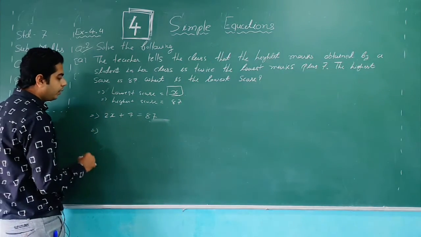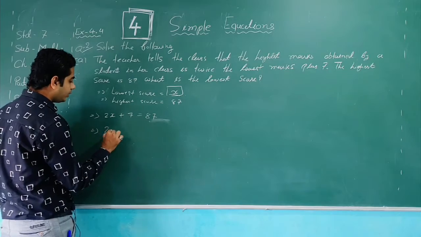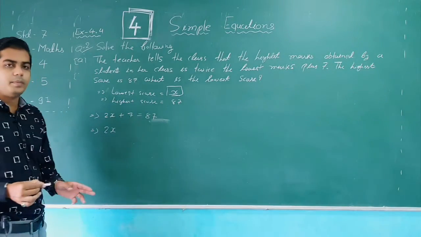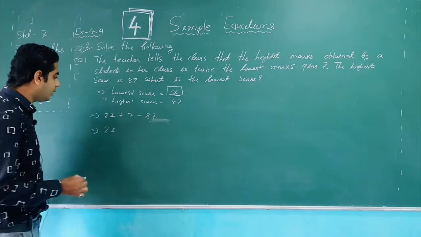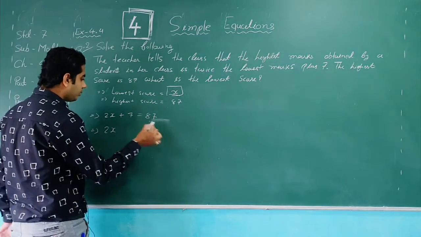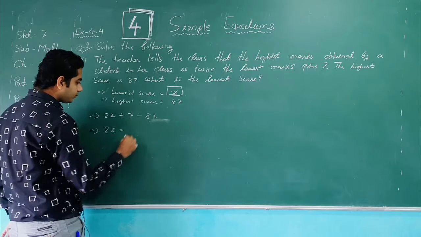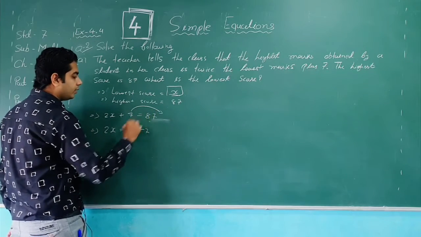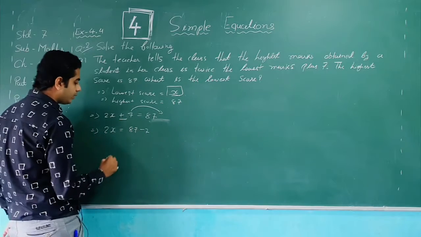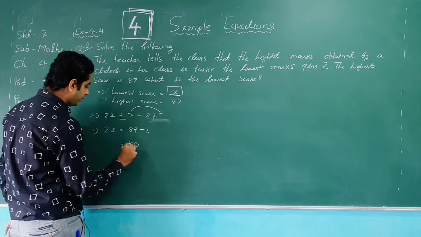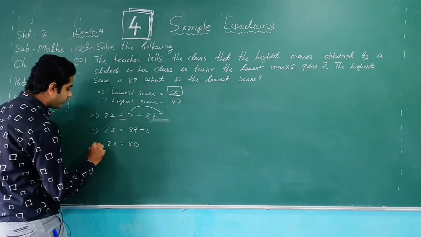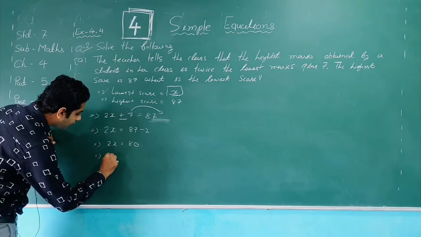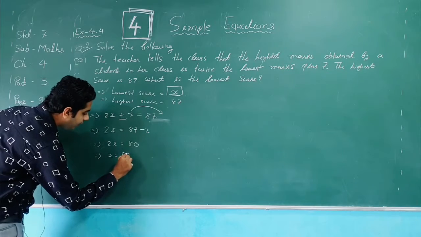So let's separate. I use the transposing method because it is convenient for me. If you want to use the step by step method or separating variable method, that is fine. But for me it is good, so I will use this. So now 87 minus 7. 7 goes to the other side, it is plus, so this side it becomes minus. So 80 and this side 2. Still x has a 2. We have to separate this variable also. So x is equal to now 80 divided by 2.